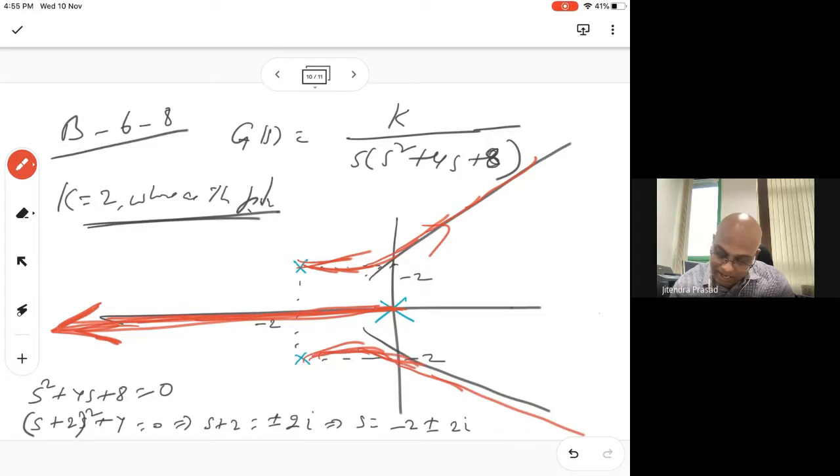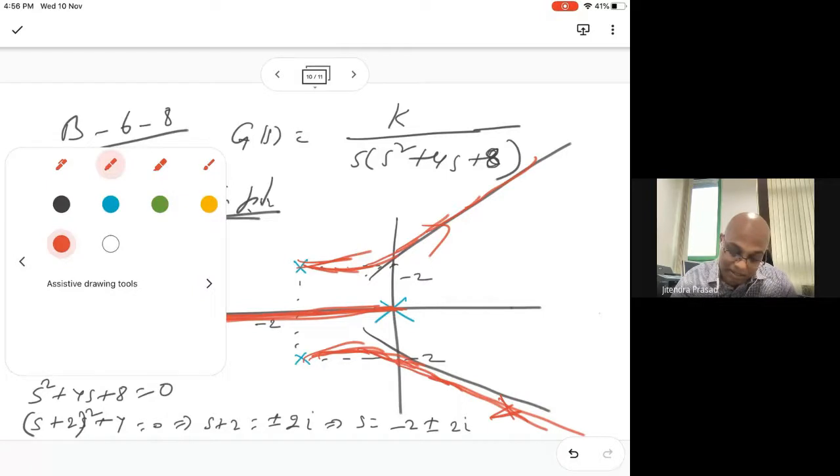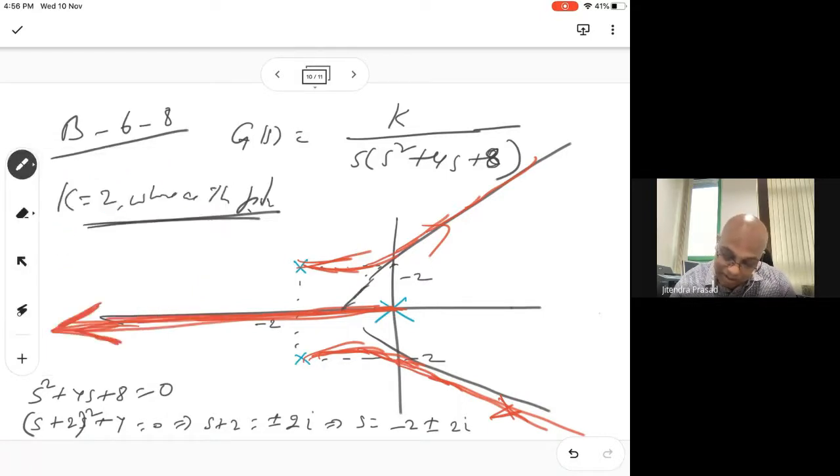Just roughly, I'm just guessing, it will be like this. This is because we have a pole here. From the pole it will go to 0, so it will go like this. Here also we have a pole, and 0 is at infinity, so it has to go and be asymptotic to this line, so it will go like this and like this. Where these asymptotes will meet, again follow the rules, as we also did for the previous question. We can find out where the asymptotes meet the real axis.